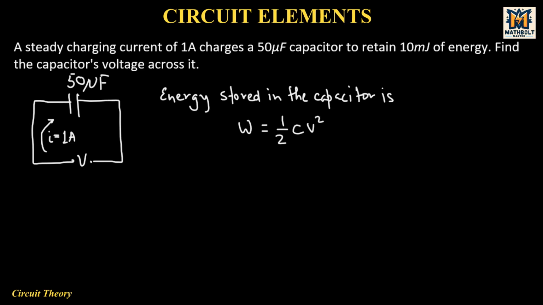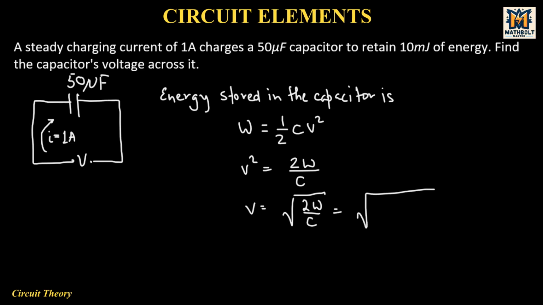So I have to find out what voltage the capacitor should have such that W equals 10 millijoules of energy is stored. Okay, so V squared is equals to 2W divided by C. So V becomes the square root of 2W divided by C. Now let me put in the values.